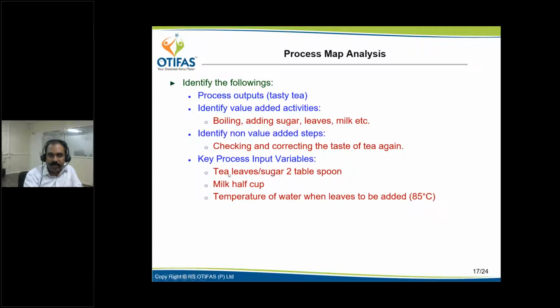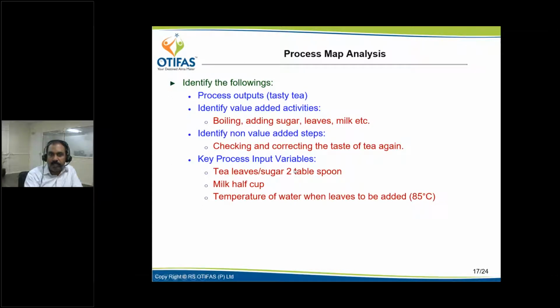Key process input variable or CTP. This is my CTP: tea leaves, sugar 2 tablespoons. This is a specification. Now you can bring more specification, like whether it is Tata tea or Lipton, whatever it may be. You can specify even more. The more you specify, the less the variation of the process.